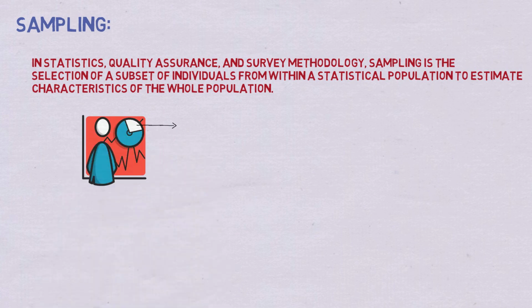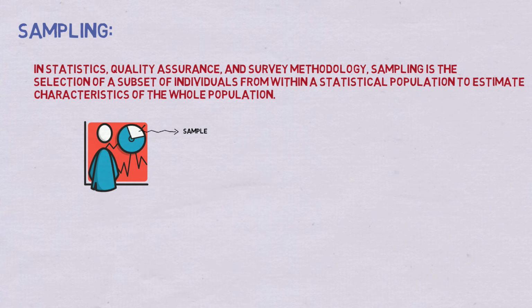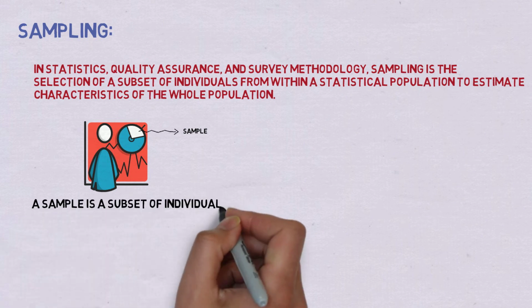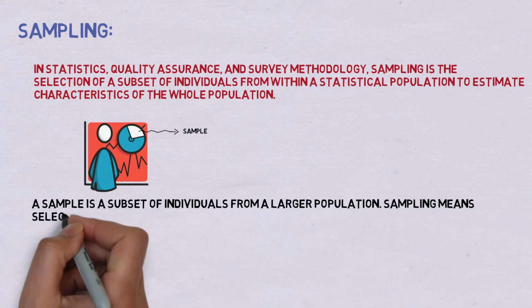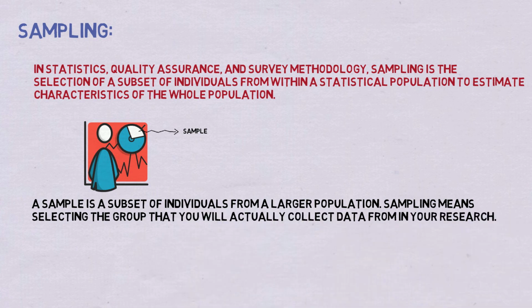In simple terms, a sample is a subset of individuals from a larger population. Sampling means selecting the group that you actually collect data from in your research. By this, we get to know that samples are parts of a population.